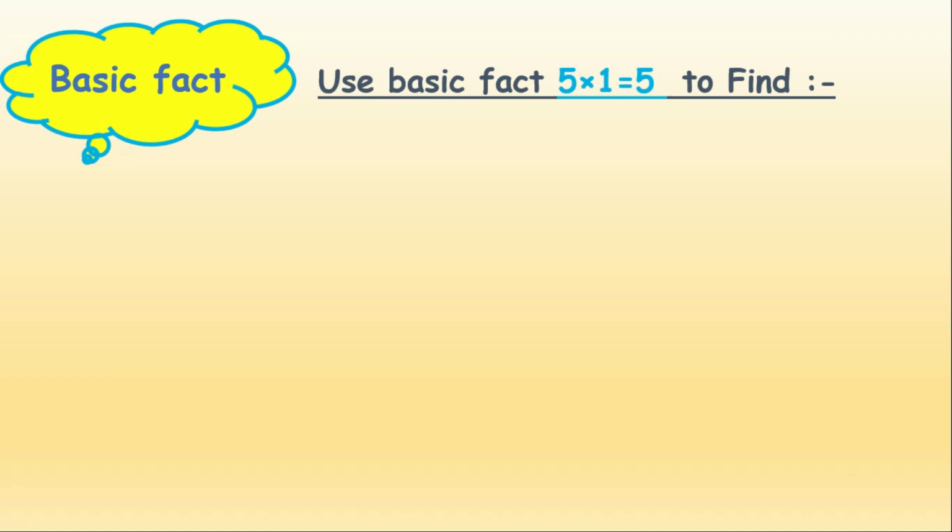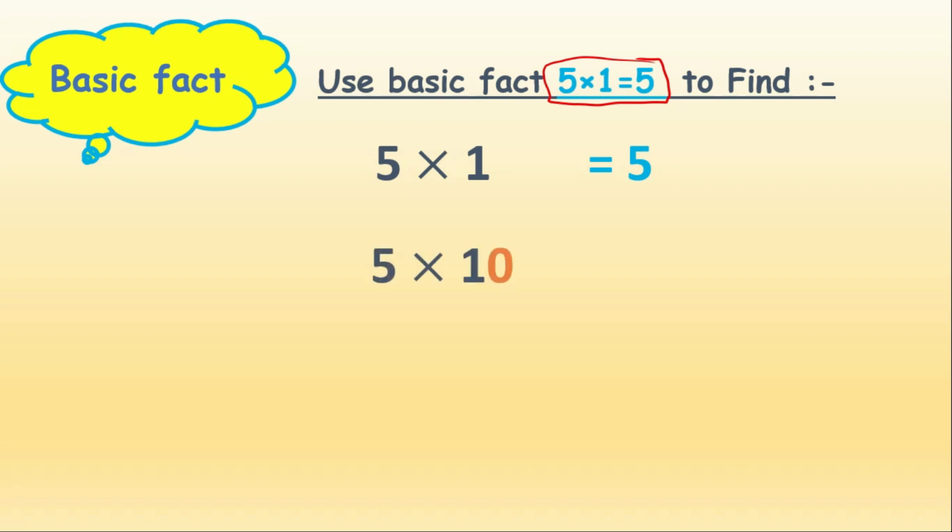Basic fact. We have a new idea. Use the basic fact 5 times 1 equals 5 to find the others. Here we have a basic fact, like a rule we follow to solve the rest of the exercise. For example, 5 times 10 equals what? Equals 50. Why? Because 5 times 1 equals 5 and then drop 0.